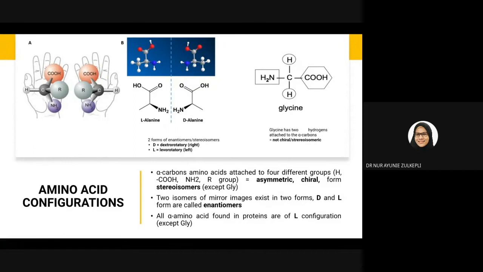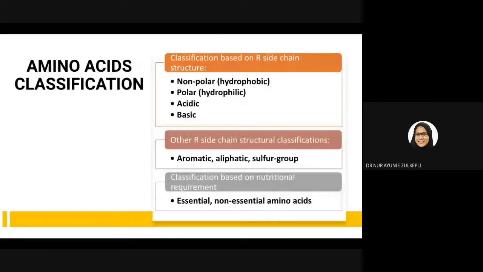I think this is the basics of amino acid structure, which you all should know already. Okay, so now let's move to amino acid classification. How is an amino acid classified? I divided it into three different divisions here.